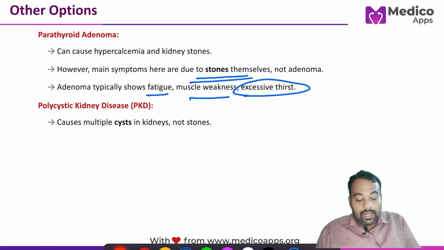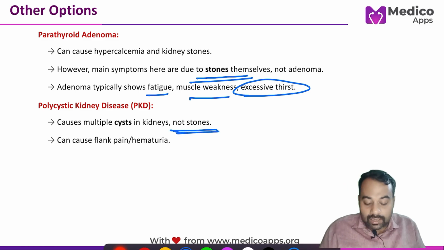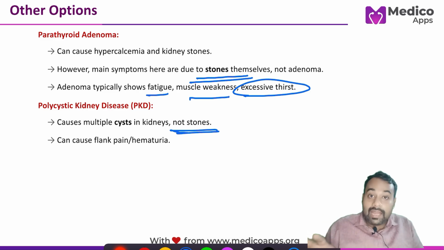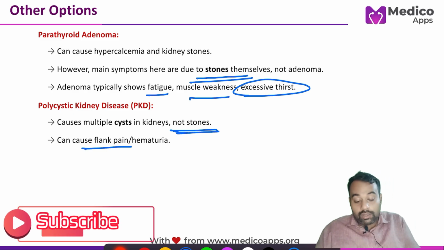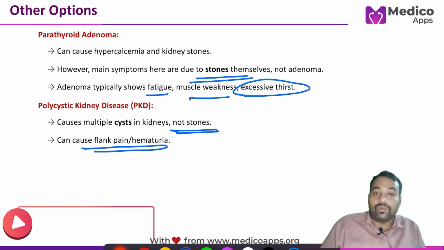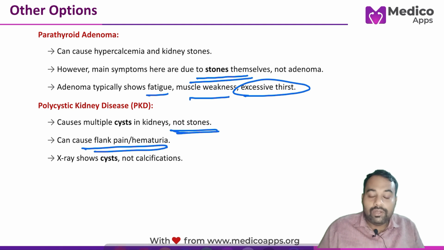They are not associated with a stone in such cases. Obviously the flank pain and hematuria are eventually present in case of polycystic kidney disease, but there is no association of stones. Okay, no association of stones.